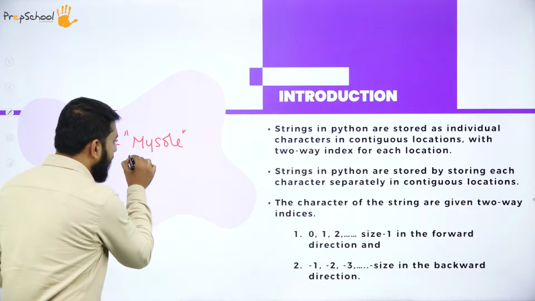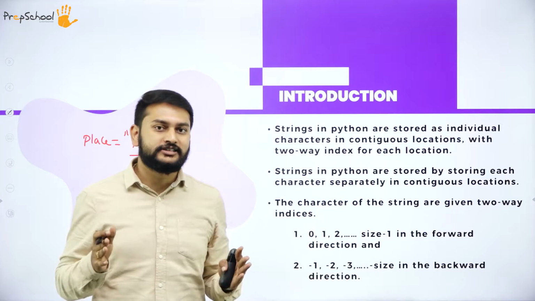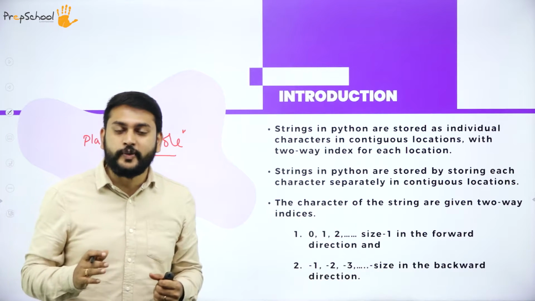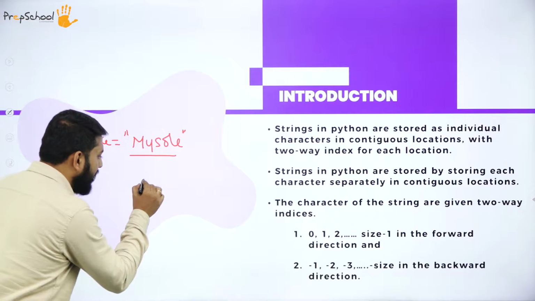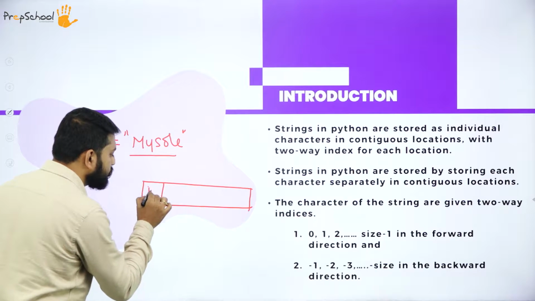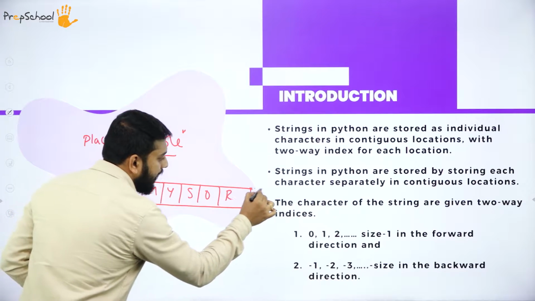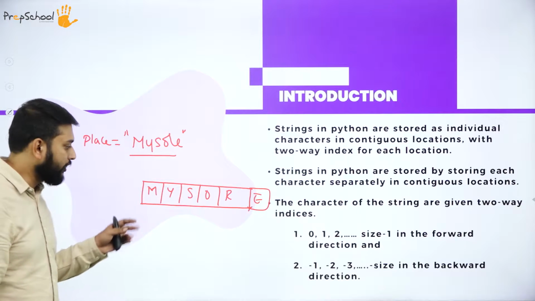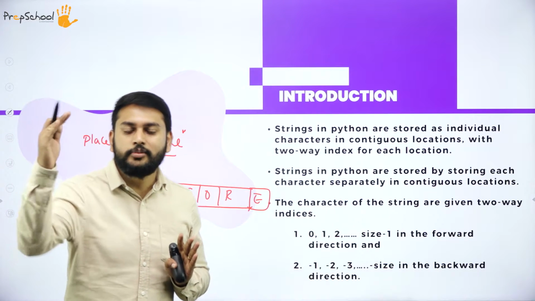So what exactly do we call a string? Strings is a group of characters. So this is how it looks for all of us, but how exactly do we store this in memory? Please observe. So imagine this is a memory. Here I will be storing M, then Y, S, O, R and then E. This is how I will be storing in the memory location. So one after the other, continuously I'll be storing in the memory location.